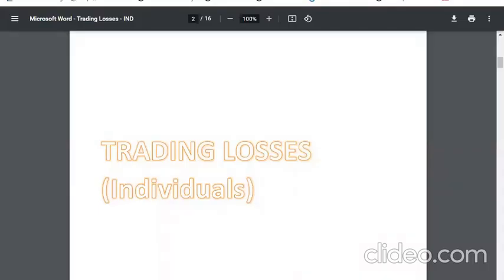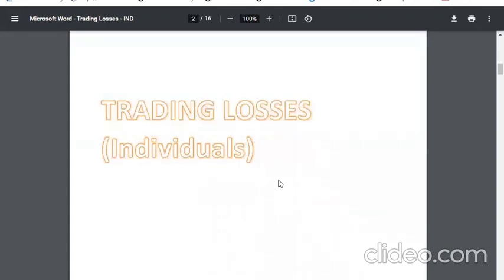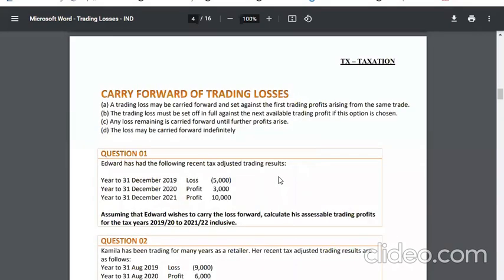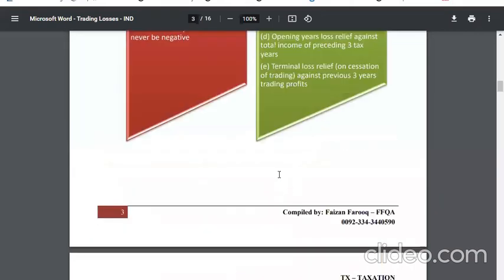Today's particular topic is trading losses for individuals. We have corporation tax, and in corporation tax we will have the same thing, which is trading losses for companies. But today we are discussing individuals. So the first rule, you must remember, is carry forward. First rule is carry forward.